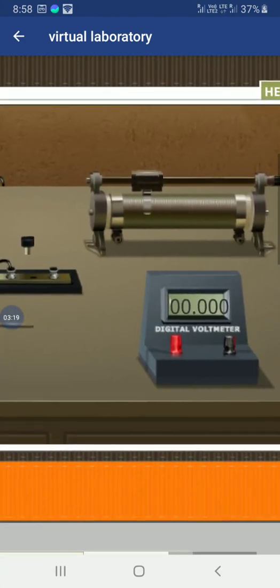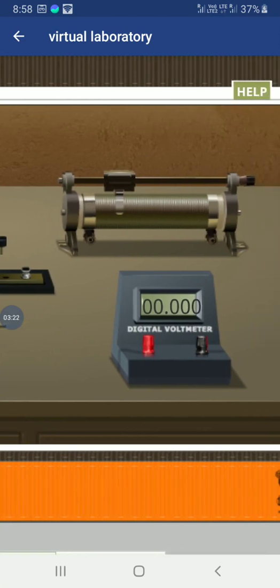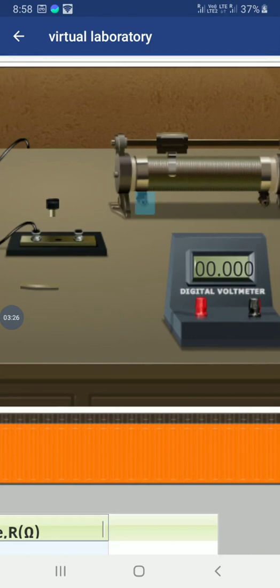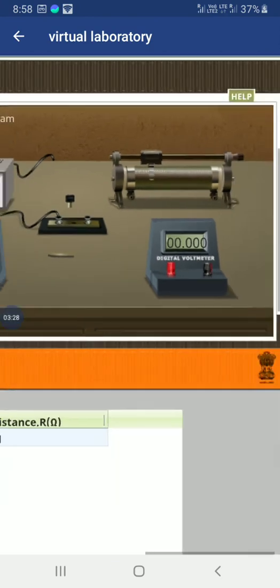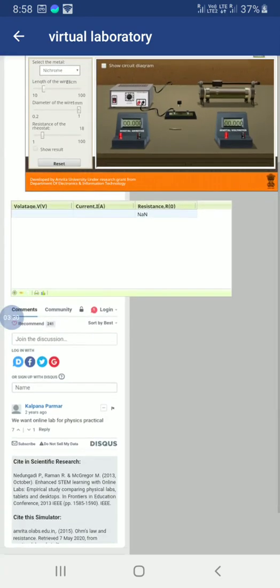Now from the key's other side, you can see that it's a rheostat. The rheostat has a bottom portion and a top portion. I will connect this bottom portion to the key. Okay, so the rheostat is also connected.